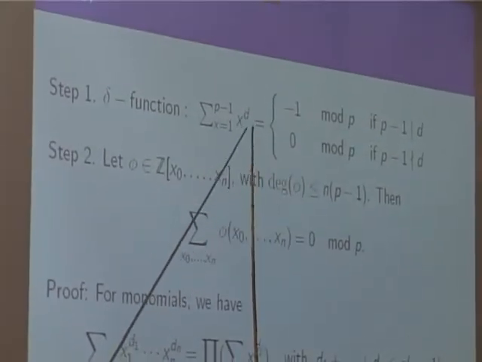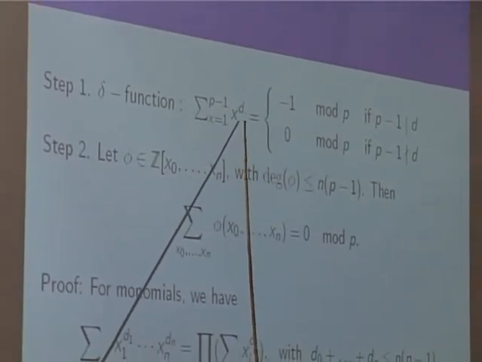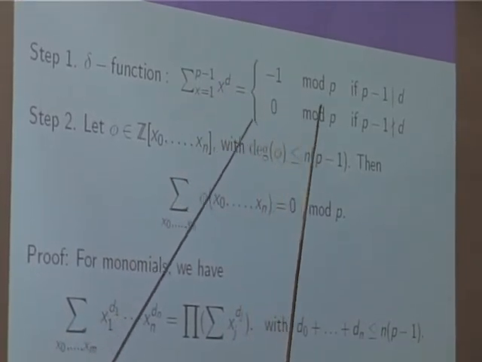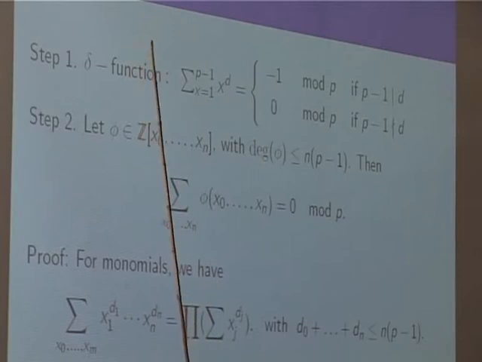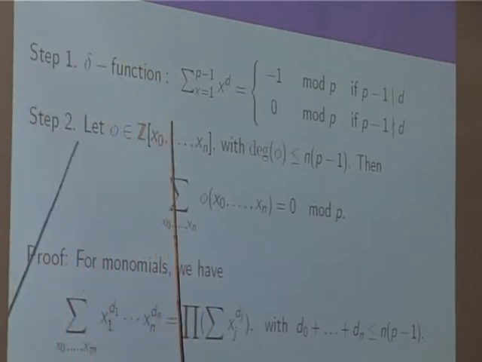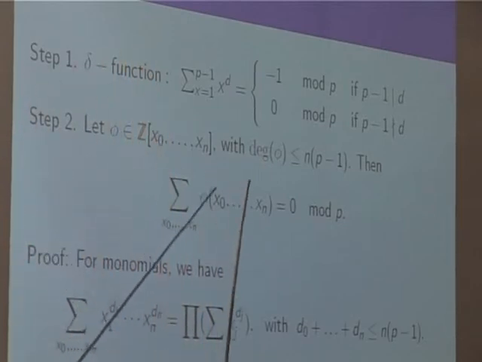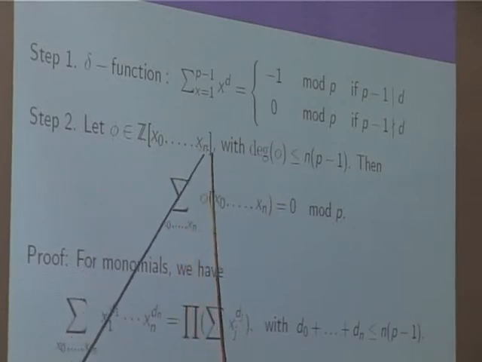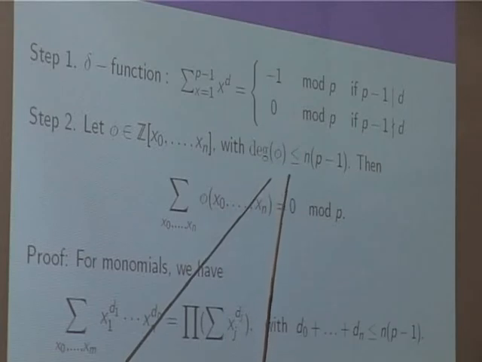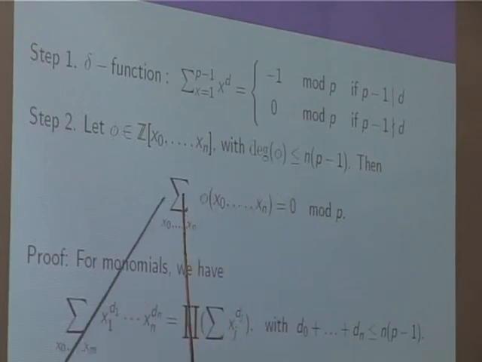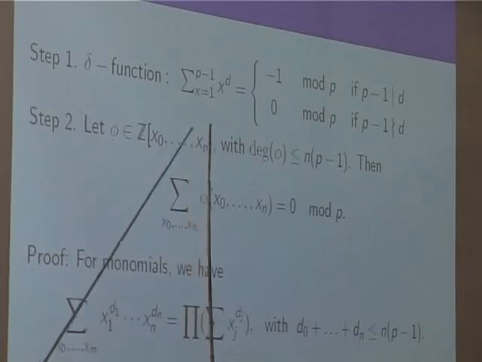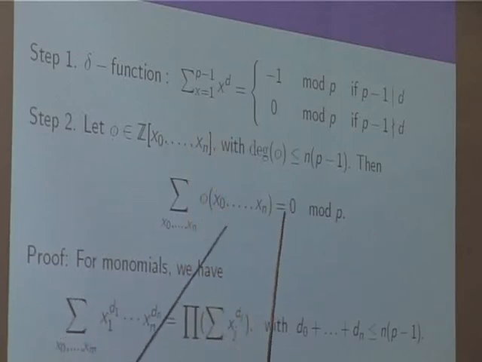Well, if t happens to be p minus 1, then you're summing 1s from 1 to p minus 1, and it's congruent to minus 1 mod p. And otherwise, you get 0. Now, consider this equation, say with integral coefficients, and n plus 1 variables, and with such bounds on the degree. Then you show that the sum over all x's, from 1 to p minus 1, is 0 mod p.